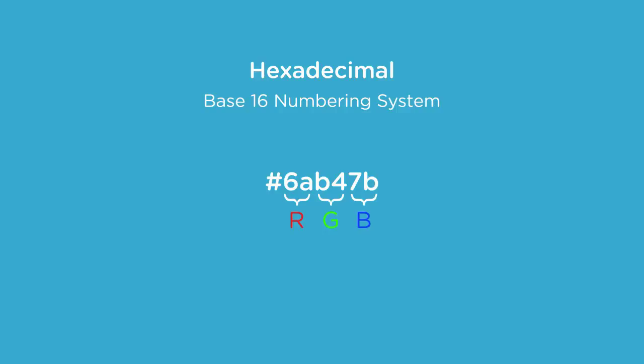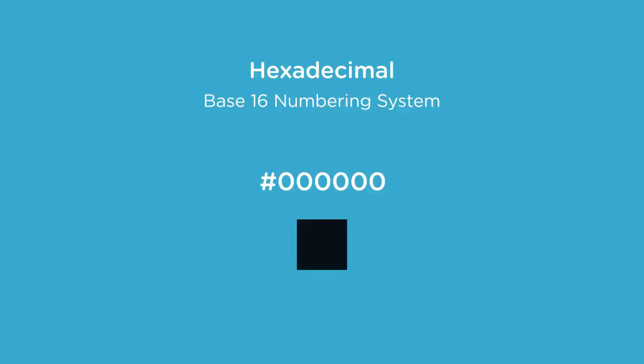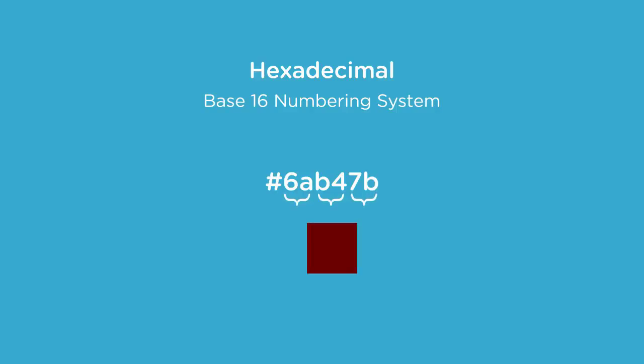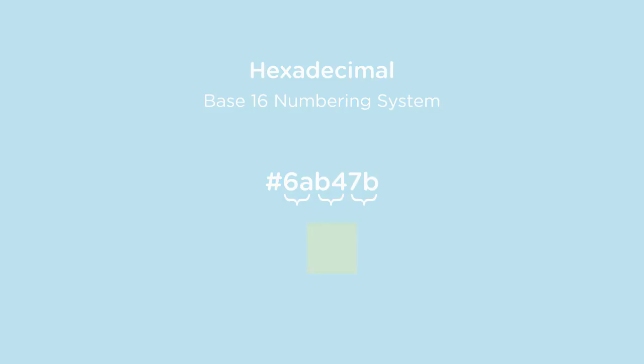So, for example, a hex value of all zeros would be pure black, and a hex value of all Fs would be pure white. A number in the middle, like all 8s, would represent a middle gray. These values start with a hash or a pound sign to denote that they're hexadecimal values. We're going to create a green color using the value 6AB47B. If we break this down, the first pair of values is a medium amount of red, the second two values are a high amount of green, and the last two values are a medium amount of blue.